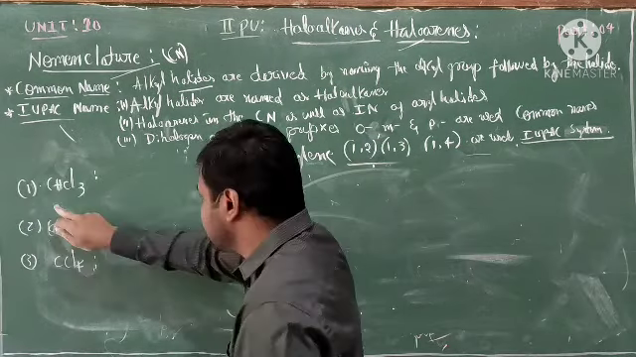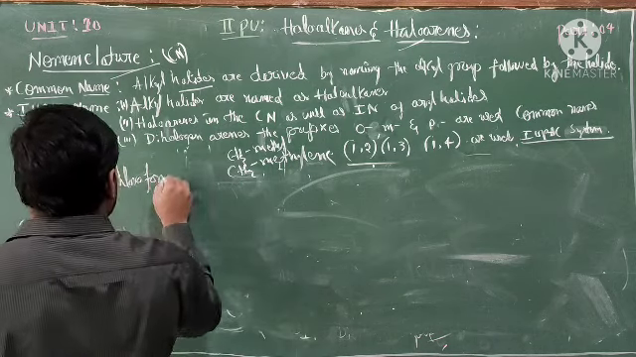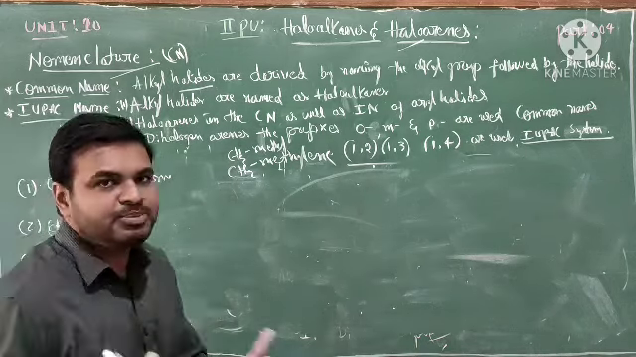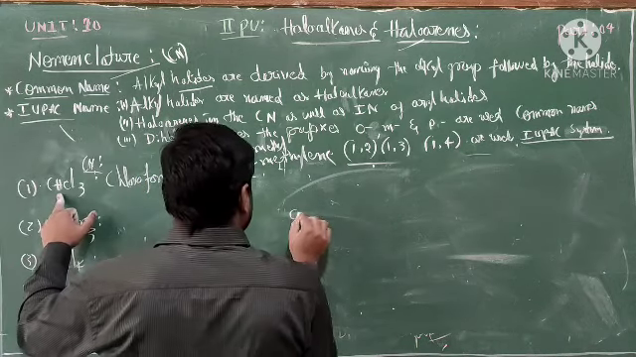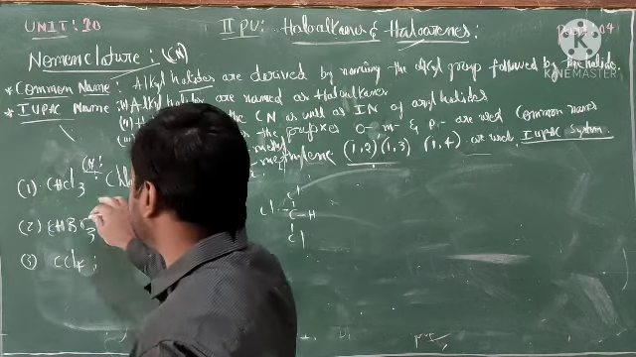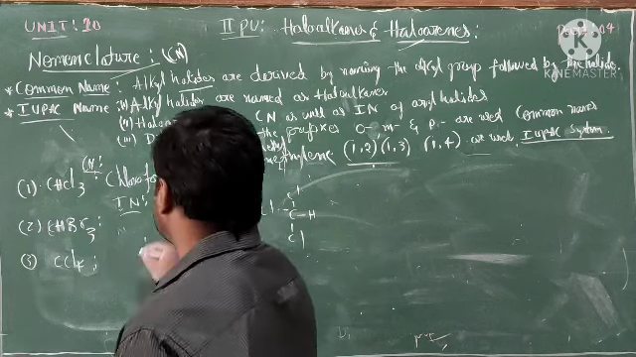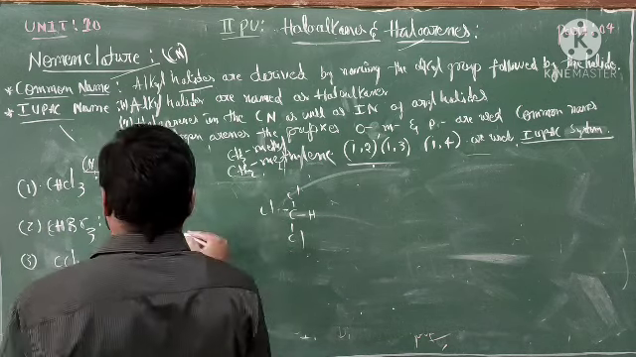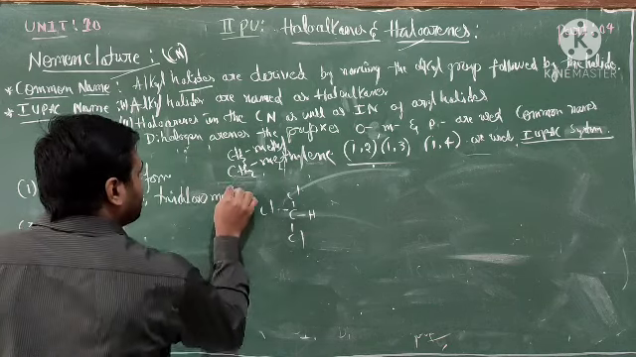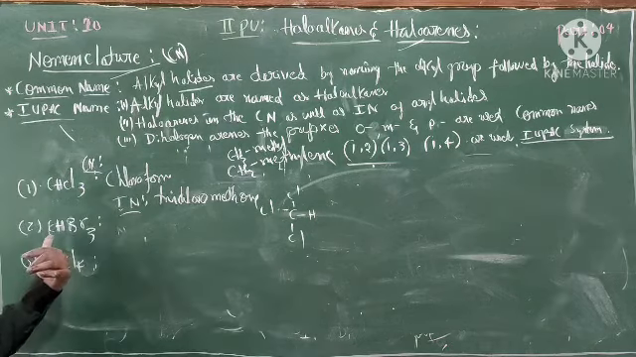Okay. So next example. See here, CHCl3. This is called what? Chloroform. It's a common name. What about the IUPAC name? It looks like CH3Cl with three chlorines, so the IUPAC name of chloroform is trichloromethane.